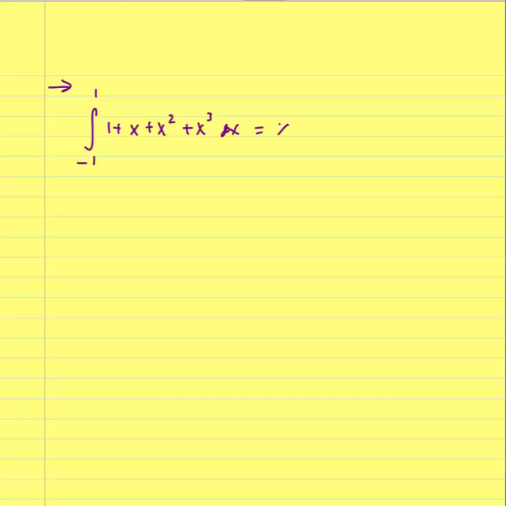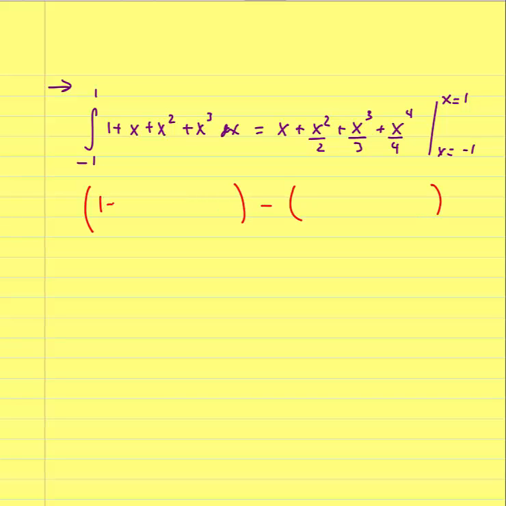The integral of 1 is x. The integral of x is x squared over 2. The integral of x squared is x cubed over 3. The integral of x cubed is x to the 4th over 4. Nothing cancels, nothing simplifies, so I'm just going to go ahead and evaluate this. Again, I always want to put up my upper minus my lower in parentheses.